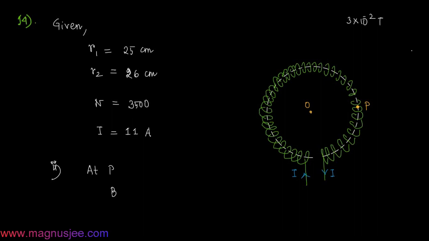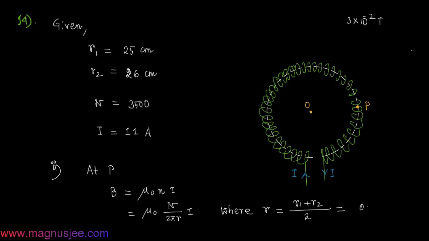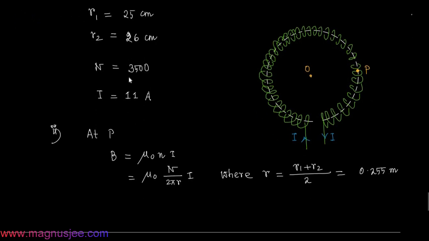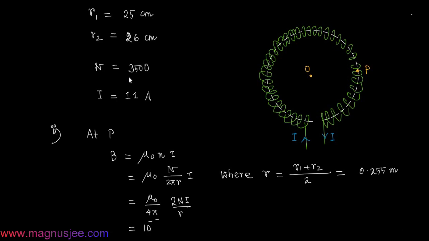O is the center. At P, magnetic field induction B is equal to mu 0 small n i, where small n is the number of turns per unit length, equal to mu 0 into N divided by 2 pi r into I, where the average radius or mean radius of the toroid is r, which is r1 plus r2 divided by 2, which is equal to 0.255 meter. In the next line we can write mu 0 by 4 pi into 2 N I by r.